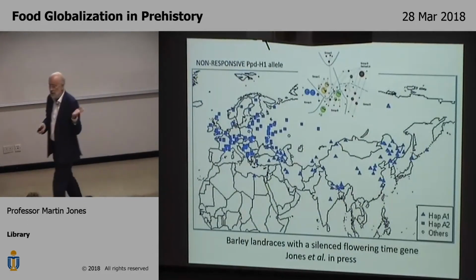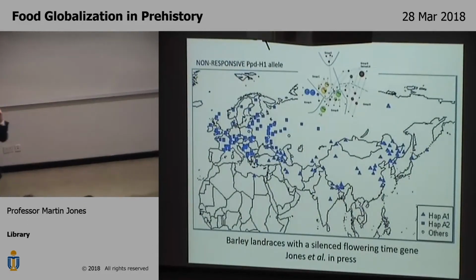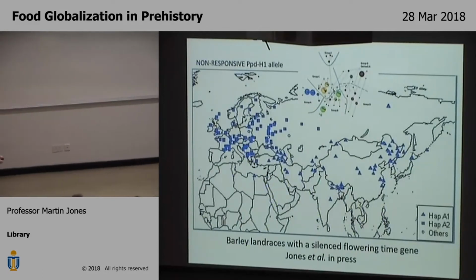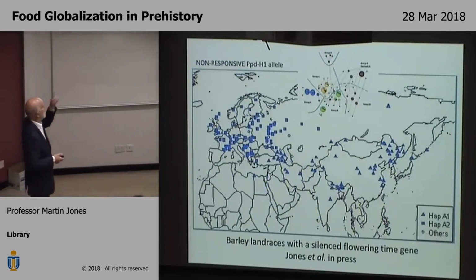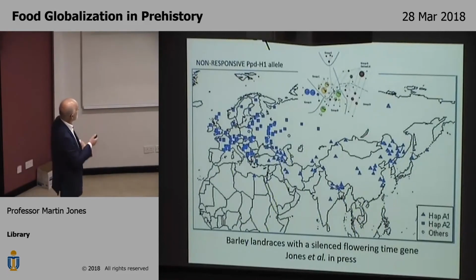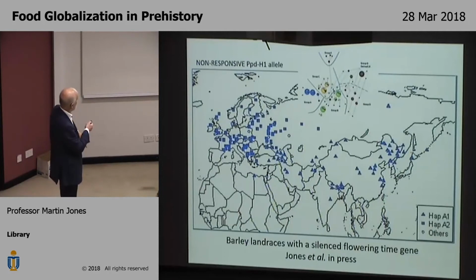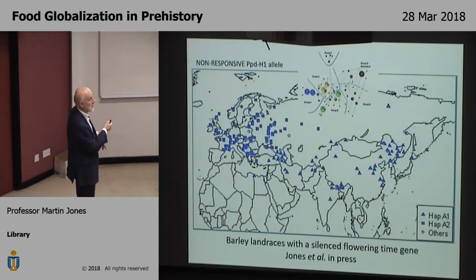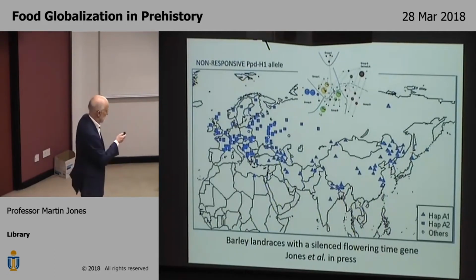If we move to the globalization picture, this is the same gene, but on a map of the whole of the Old World. These are two haplotypes, two types of genetic expression of the landrace, where that gene is switched off.